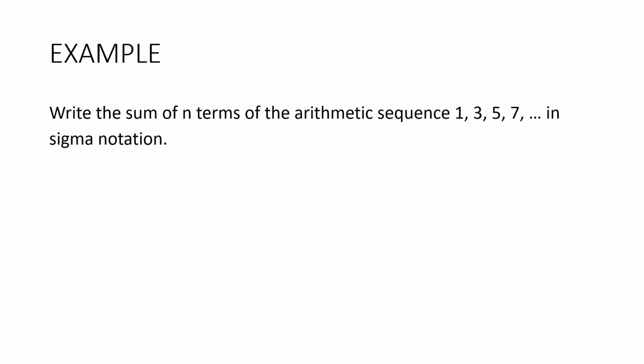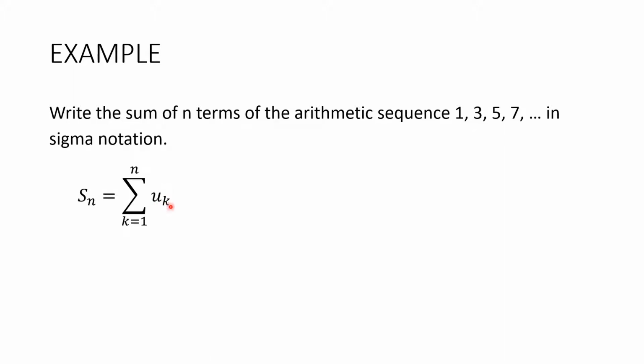Here's an example. Write the sum of n terms of the arithmetic sequence 1, 3, 5, 7 in sigma notation. So we want to write it like this. Now you can see here that I'm not using un here. This is still going to be the general term, but I've got to use another pronumeral because I need sort of like an index, if you like. So it starts at 1, then goes 2, 3, 4, 5, up to n. So it wouldn't make sense to put un in here.